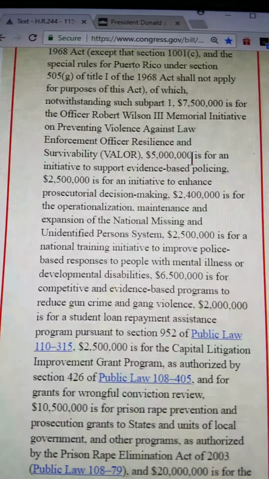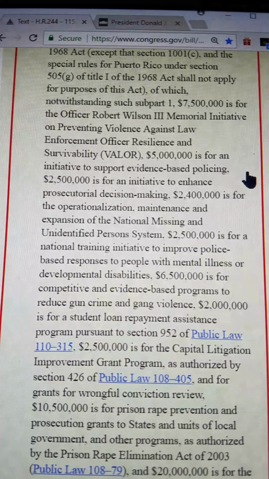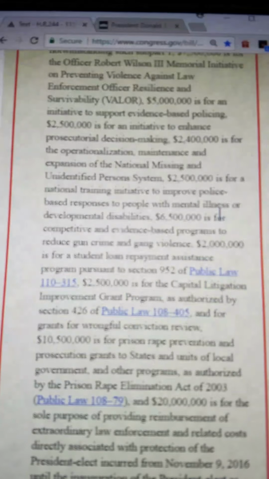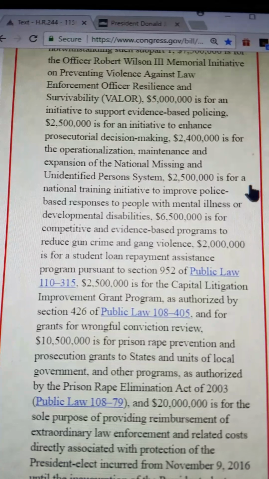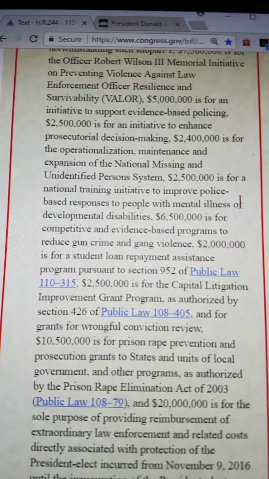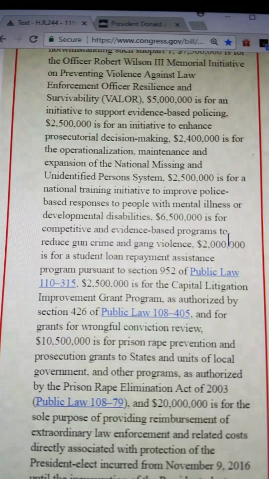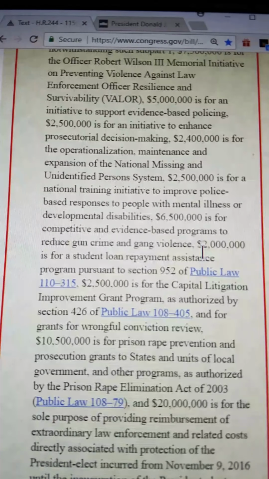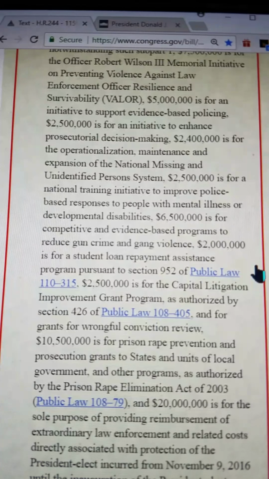$5 million is for an initiative to support evidence-based policing. $2.5 million is for an initiative to enhance prosecutorial decision-making. $2.4 million is for the operationalization, maintenance, and expansion of the National Missing and Unidentified Persons System. $2.5 million is for the National Training Initiative to improve police-based responses to people with mental illness or developmental disabilities. $6.5 million is for competitive and evidence-based programs to reduce gun crime and gang violence.